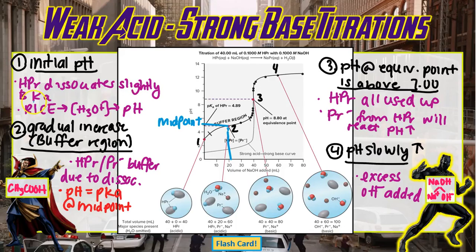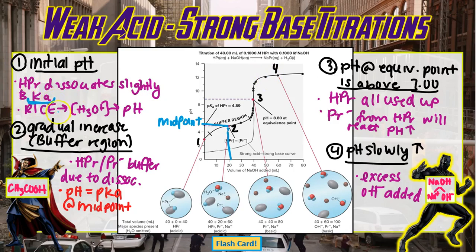Next is going to be a titration curve for a weak acid and strong base. So this titration curve is going to represent 40 mL of a 0.100 molar weak acid with a 0.100 molar strong base of NaOH. Now the weak acid is going to be propanoic acid, and they give us HPr as the formula for it. Of course, if it's a weak acid, it has the ability to dissociate slightly. And if it dissociates slightly, that means, yes, we do have a Ka value.